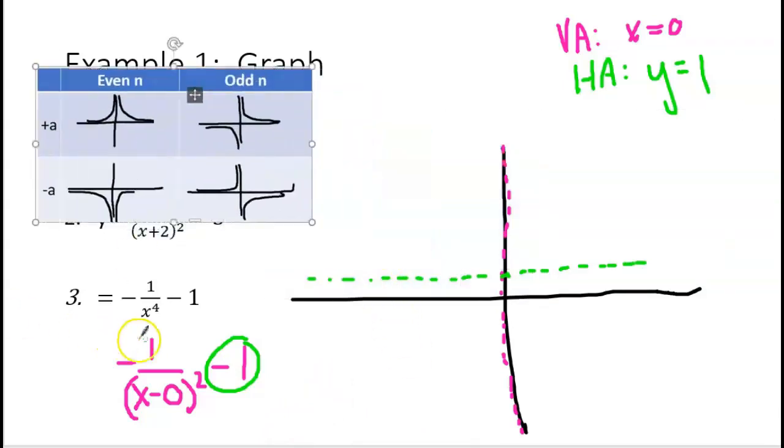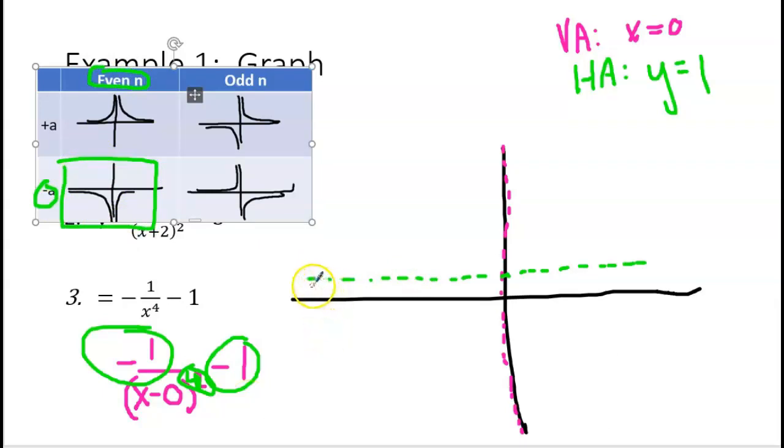So on this particular problem, my fraction is negative and my power is even. Oh, actually, this was supposed to be a 4, wasn't it? Doesn't matter, it's still even. So I've got a negative fraction with an even power, and therefore I will be using this shape. And so when I sketch my graph, it looks like this. There you have it.